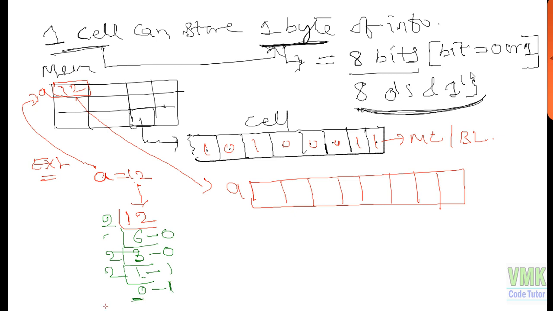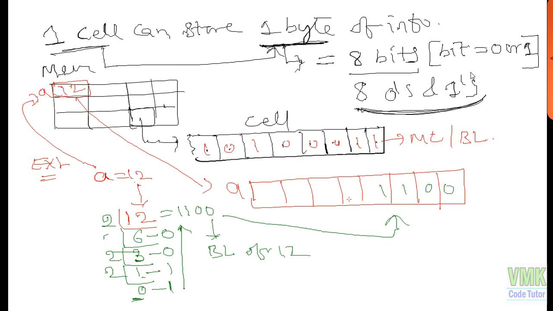Once you get 0, stop. Now write down from bottom to top. What is that? It is 1100. So this 1100 is the binary of 12. Now this 1100 will be stored here, and the remaining bits will be zeros. Like this, any value is stored into the variable in binary language, or machine language. So remember this particular thing.